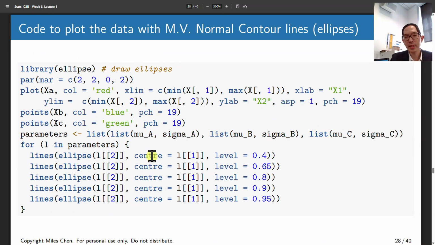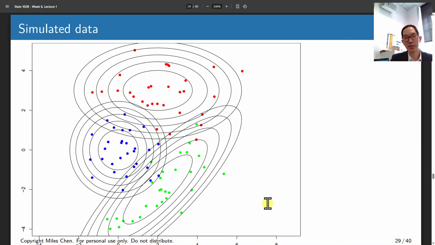And then you're going to see ellipses to draw out different percentile lines. They're kind of like contour plots for the multivariate normal. And so I'm going to draw ellipses at the 40th percentile, 65th, 80th, 90th, and 95th percentile. Okay? And so this is my plot of the multivariate normals.